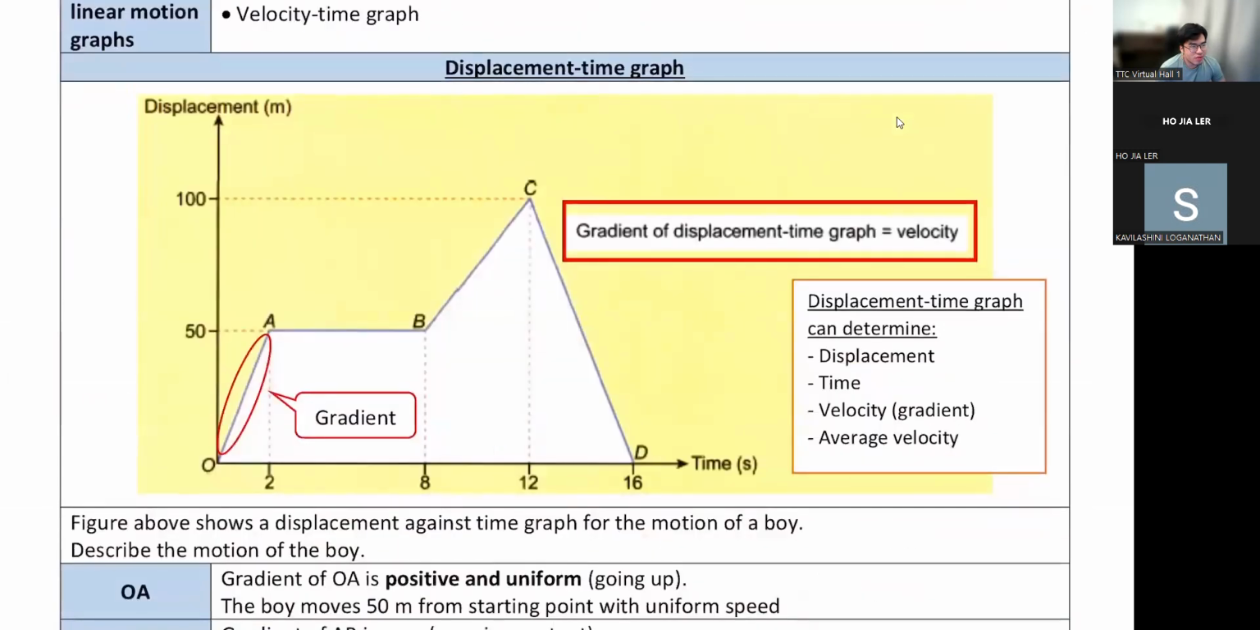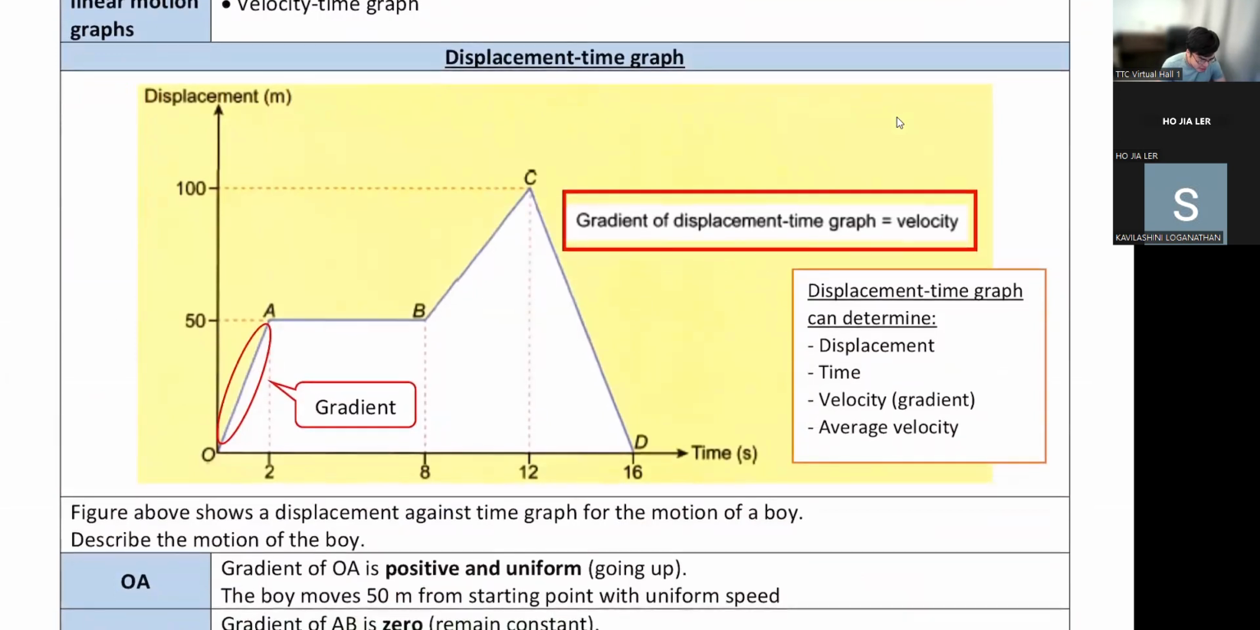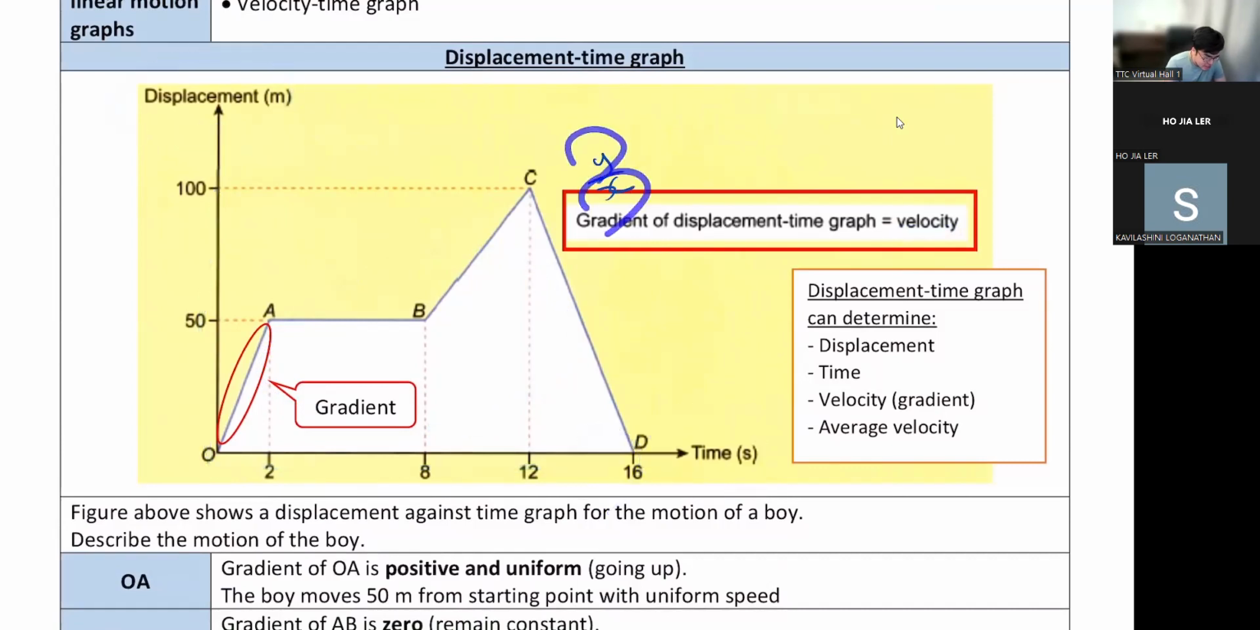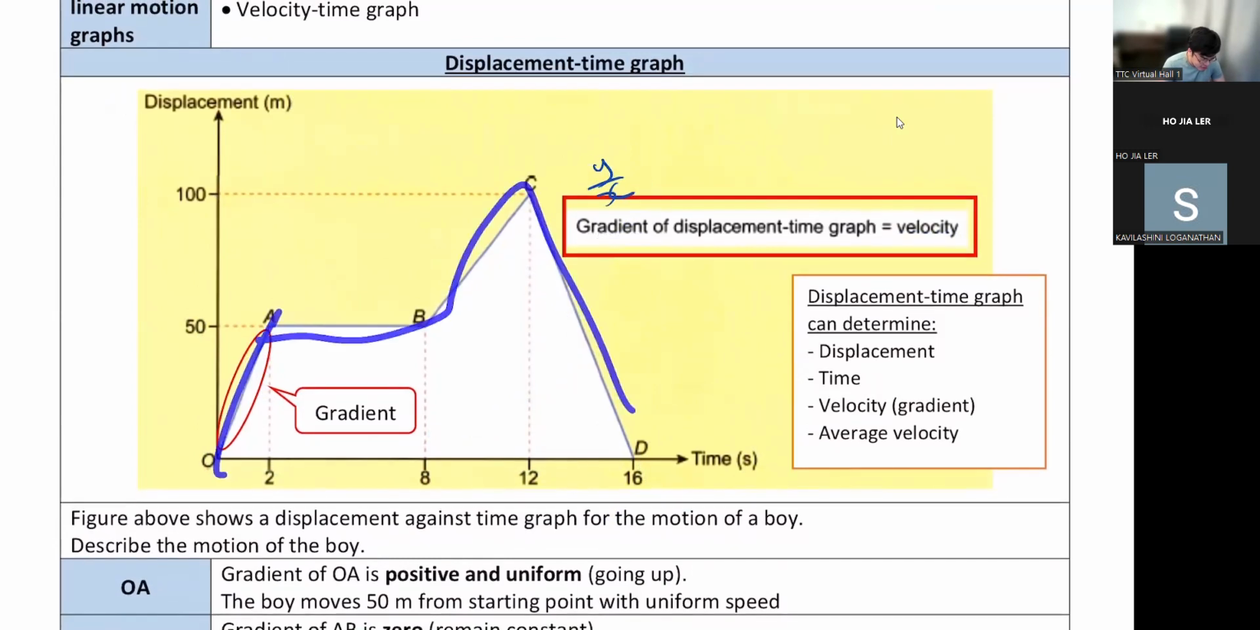Right, so let's go to our displacement time graph first. This is the easiest one. Before I begin, the gradient of this graph is the velocity. Why? Because gradient is y divided by x, when you have your y as your displacement, x as your time. So y divided by x is displacement divided by time. Displacement divided by time is velocity, right? So the gradient is the velocity.